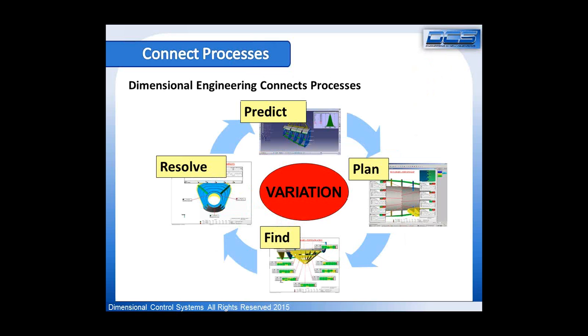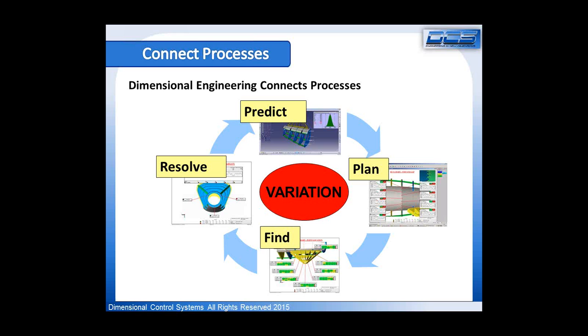The way we're approaching this is to connect all these processes together. Dimensional engineering, as we talked about, is a continuous process, and a process that cuts across the engineering and manufacturing domains, and requires a collaboration between engineering and manufacturing, product engineering and production engineering.